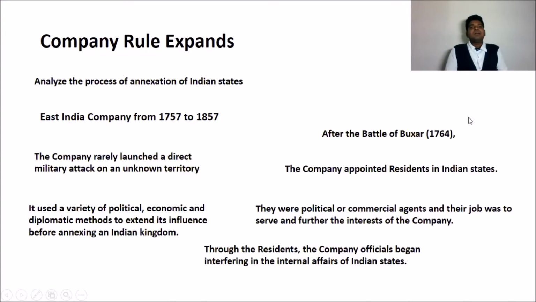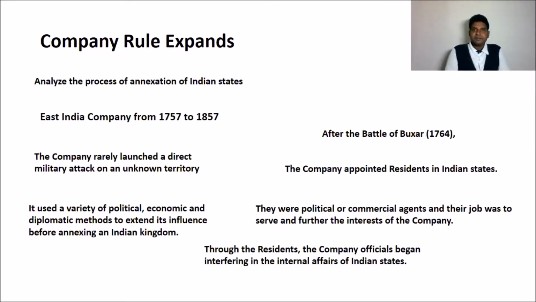Today we are going to learn about the company rule getting expanded. We are in grade 8, history, second chapter, From Trade to Territory. So in this chapter, we are going to look at how the company rule expanded. We are going to analyze the process of annexation of the Indian states.